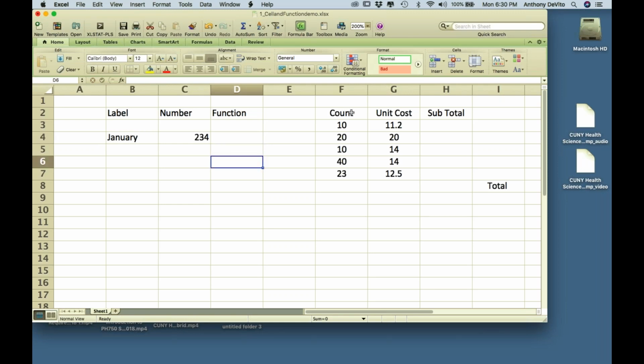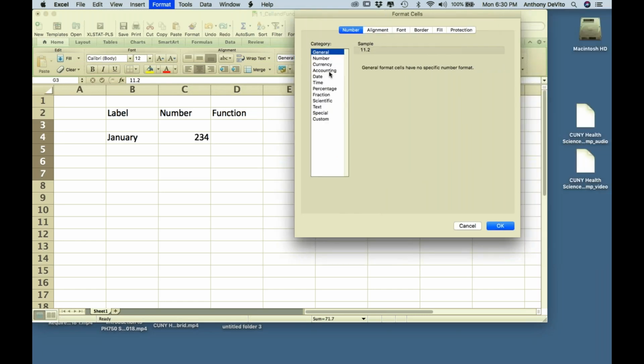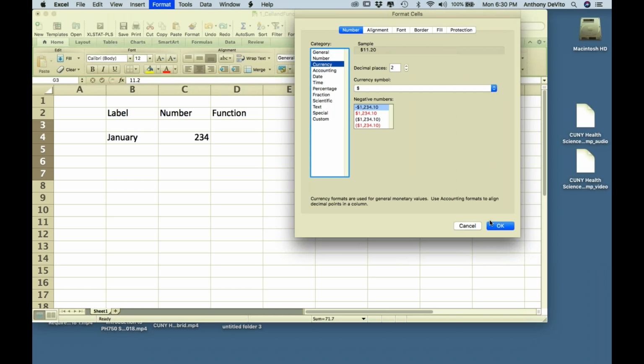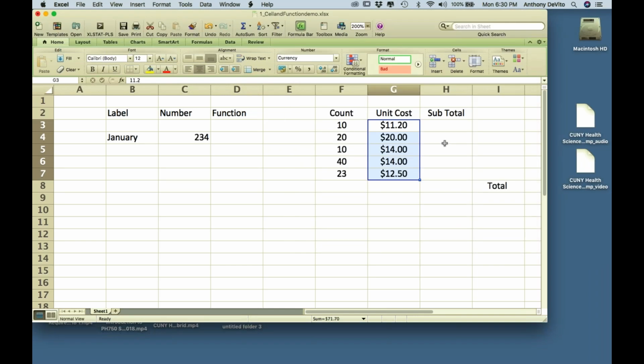So, for instance, if I look over here, I have information that's typed into 6 cells. And of those 6 cells, one of them is a label. The other 5 are numbers. Next to it, we have another label, unit cost. Count represents the number of items that were purchased. Unit cost represents the cost of each item, $11.20, for instance, $20, and so on and so forth. Actually, I could go in here and format those cells. Notice I highlighted them together. I could format those cells and identify them as currency. It's a little easier for me to see if I want.